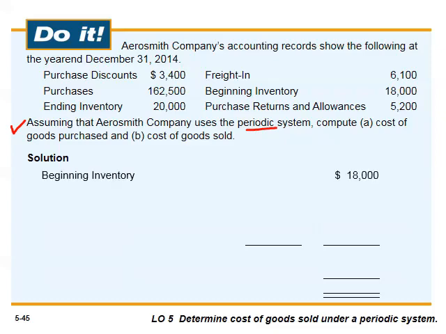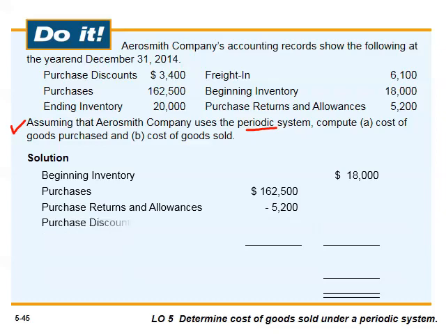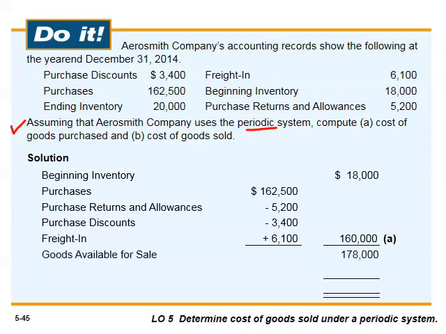All right, so we start with beginning inventory. You add in purchases and take out purchase returns and allowances, those things you sent back, and any discounts that you took, and then add in the freight that you paid. That's going to give you goods available for sale. Then you subtract out your ending inventory. You have to go out then and count your ending inventory, and that's going to give you your cost of goods sold.